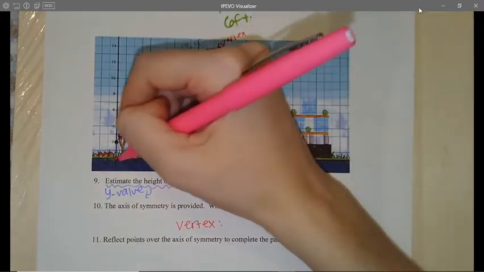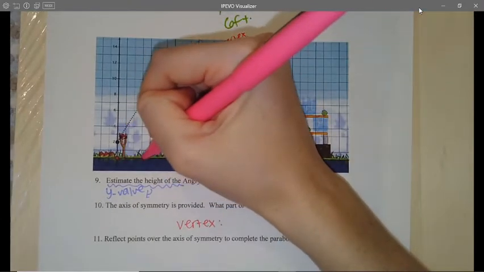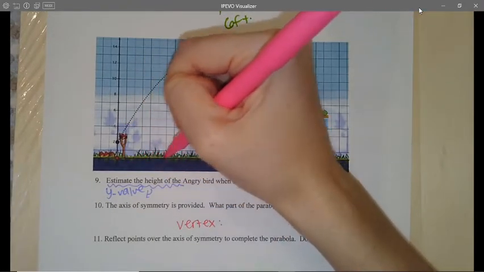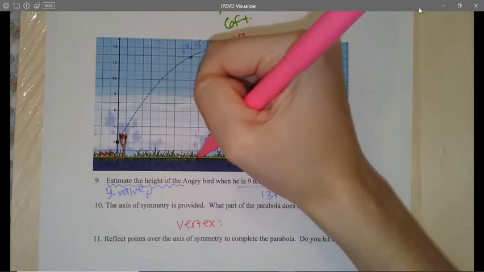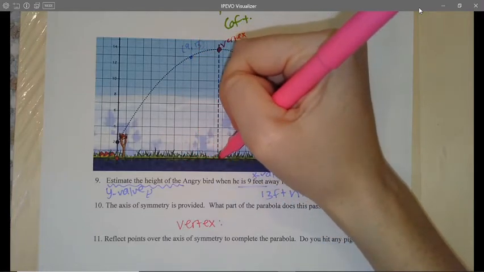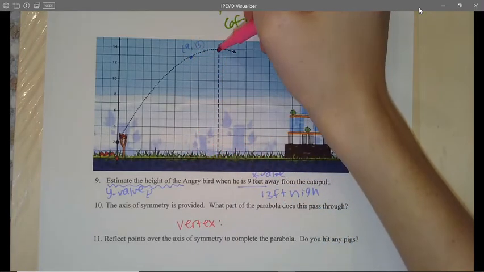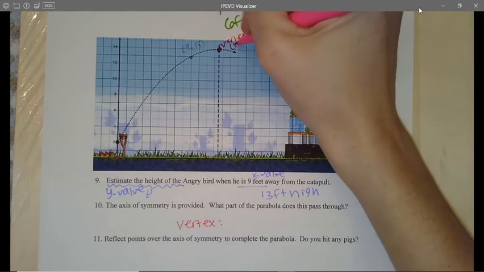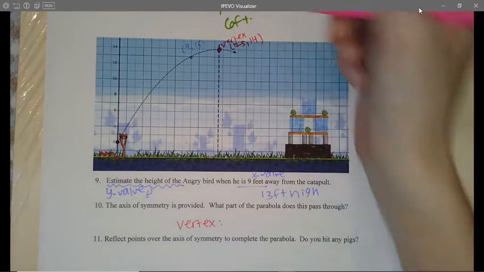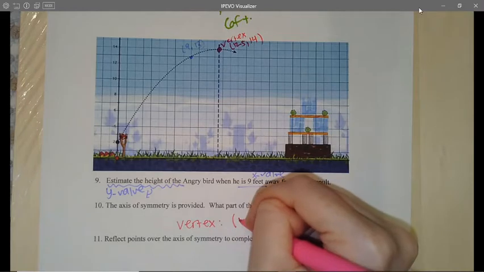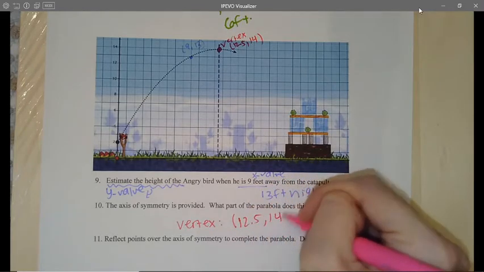We might as well find it. It's at the point 1, 2, 3, 4, 5, 6, 7, 8, 9, 10, 11, 12, 12 and a half. And then we're up to 14. So this is at the point (12.5, 14). So our vertex point is (12.5, 14).